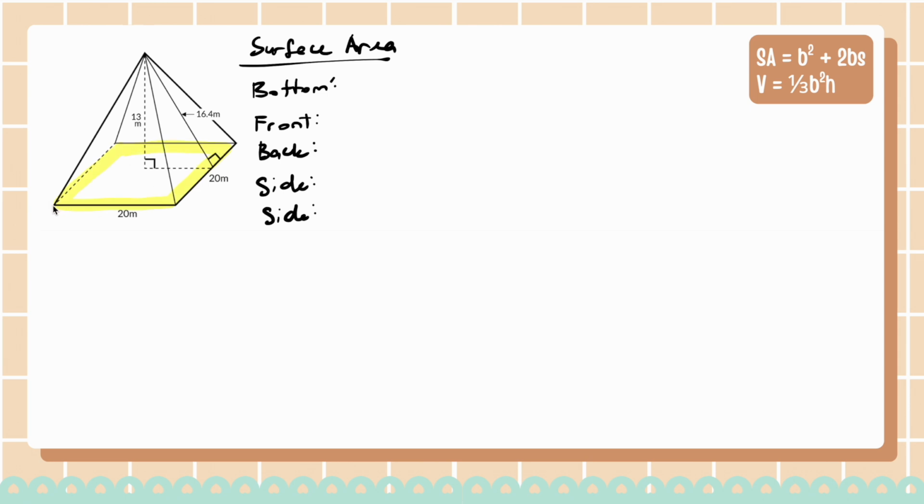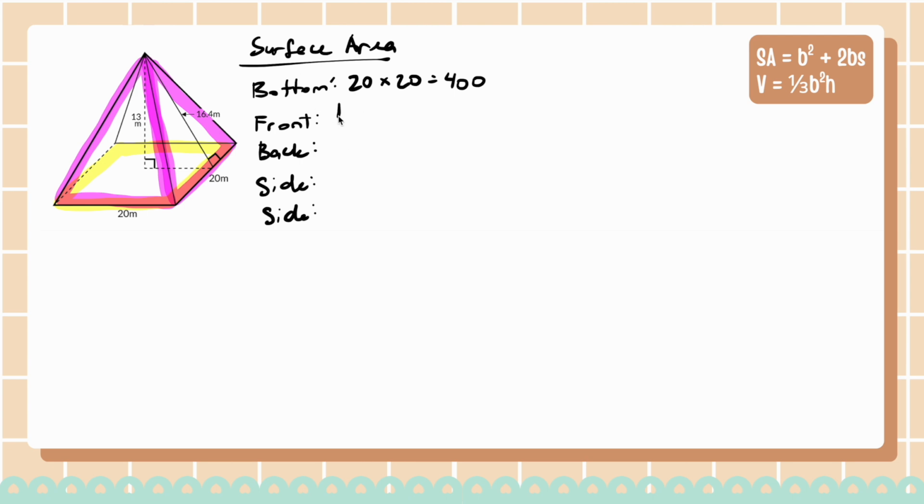So let's start off with this bottom square. I see dimensions are 20 by 20, so I'm going to go ahead and start with that. 20 times 20 is going to get me 400. Let's move on to each of these triangular sides. Remember, they're all going to be the same. So even though I'm going to write this in the front, I can still use this side triangle and it'll all be the same areas.